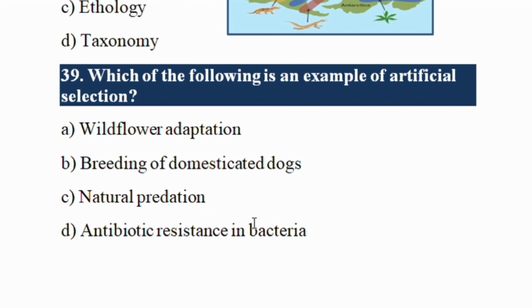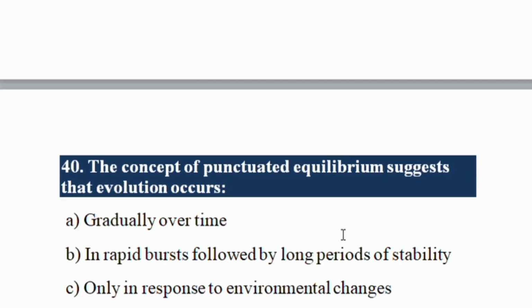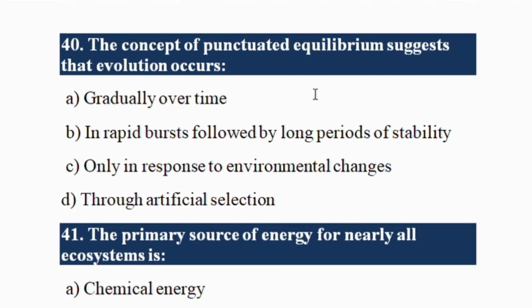Next, the concept of punctuated equilibrium suggests that evolution occurs gradually over time, in rapid bursts followed by long periods of stability. No. Only in response to environmental changes. No. Delta is through artificial selection. No. So here the right option is alpha, gradually over time.